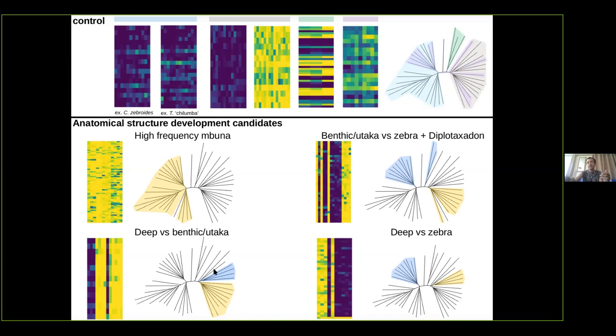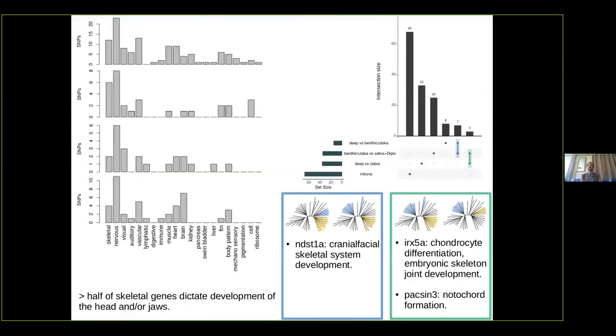For example, this bottom left one is all fixed differences between the deep clade and the Utaka benthic clade for the derived allele. So that's promising, that there is this unusual structure there that you wouldn't expect just from the background. And then taking this subset further of these 300 developmental genes, I look at the ones in the significant bi-clusters and see what aspect of development they influence. And that's what I'm showing here.